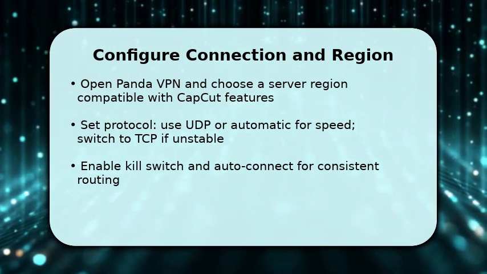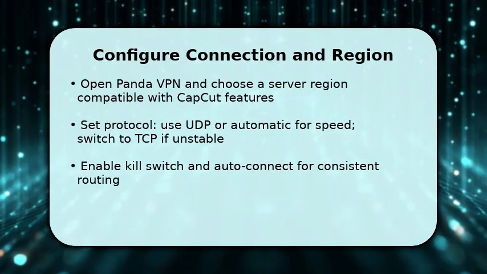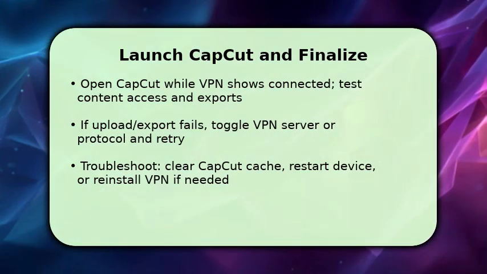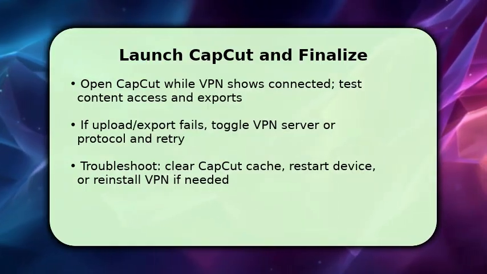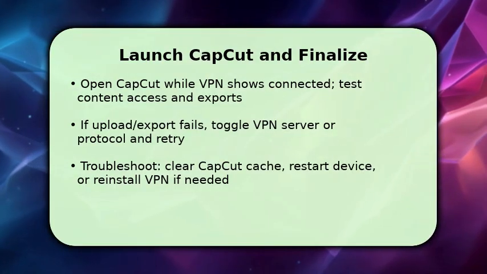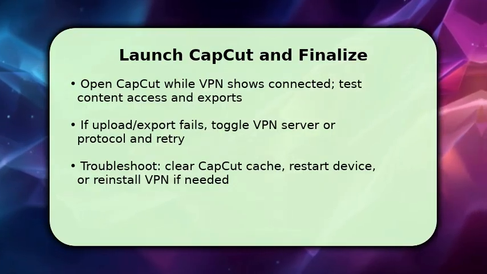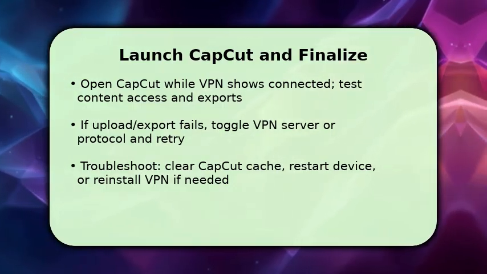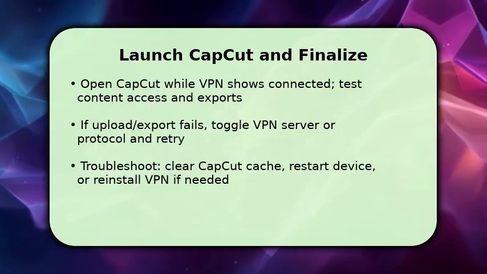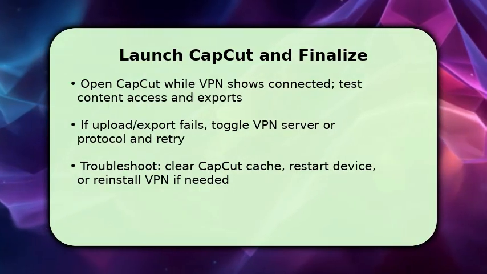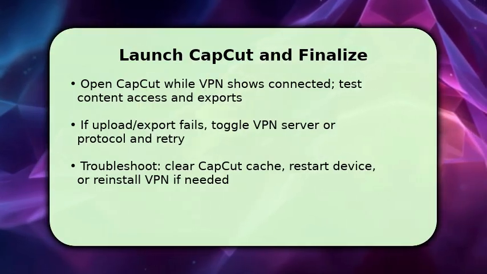With Panda VPN connected, open Capcut and load your project. You should now access region-specific assets and export normally. If export or upload stalls, disconnect then reconnect to a different server or switch protocol, because routing is often the cause. Make sure Wi-Fi assist or data saver features are off so background uploads complete.